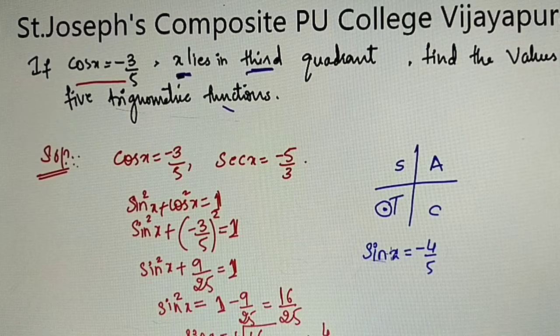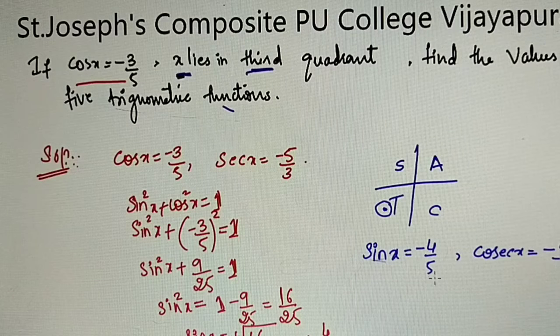because in the third quadrant sine is negative. Similarly, what is cosec x? A reciprocal of sin x. So it becomes minus 5 by 4. So sin x is minus 4 by 5 means cosec x becomes minus 5 by 4. So here the cos x is already given, sec x we calculated, sin x we calculated, cosec x we calculated, and the remaining two trigonometric functions, that is tan x and cot x, we have to calculate.